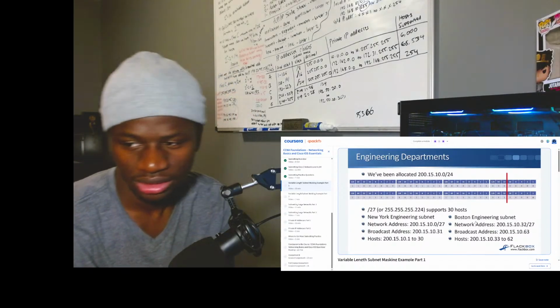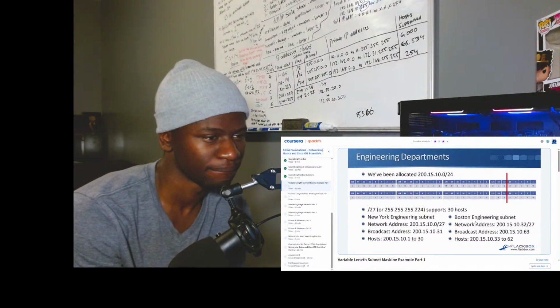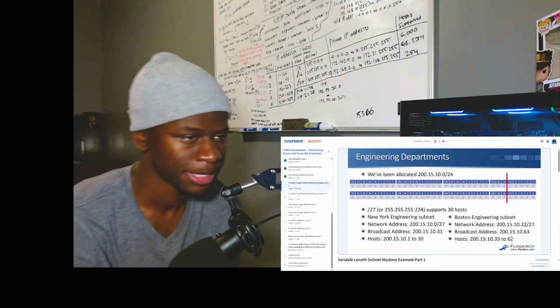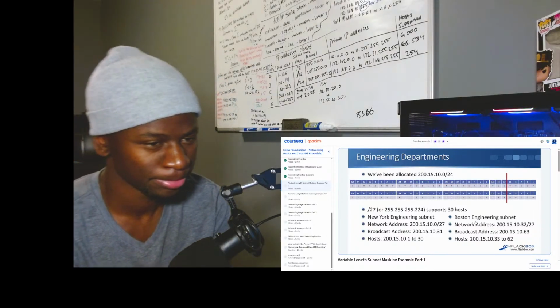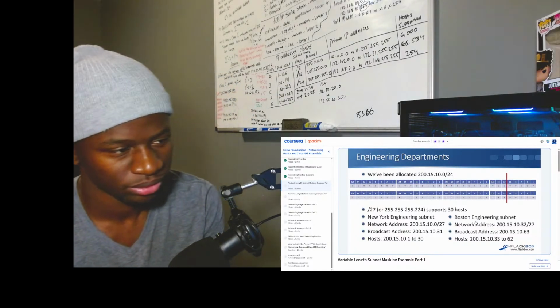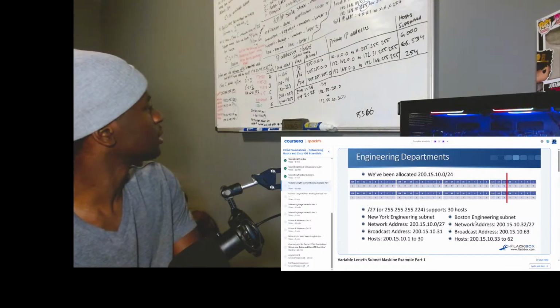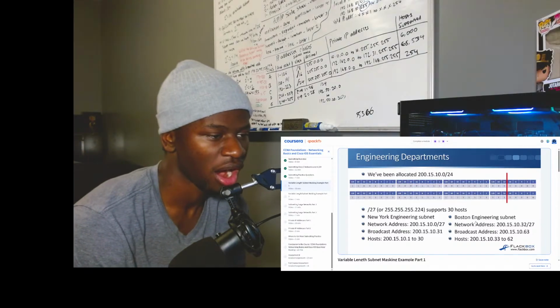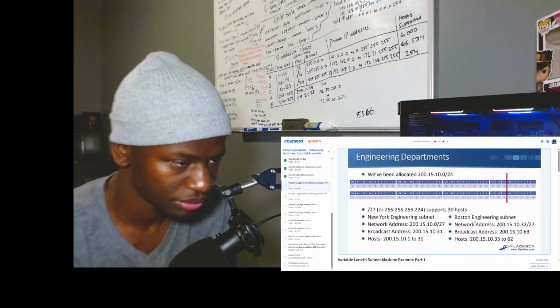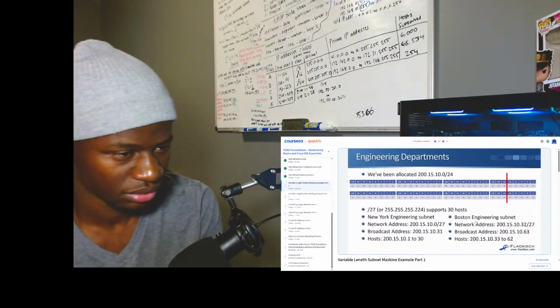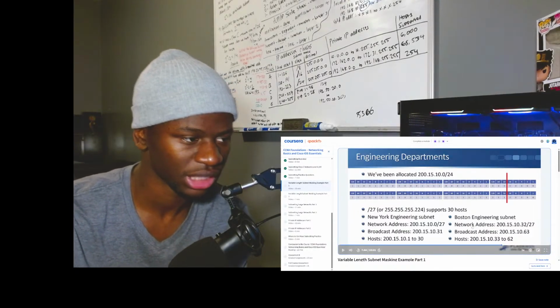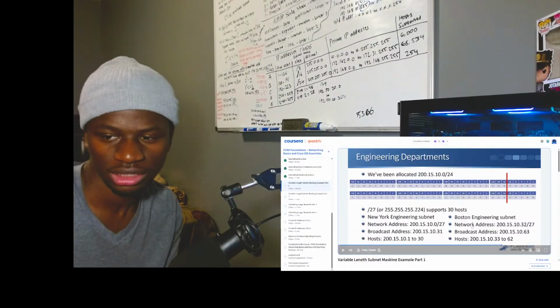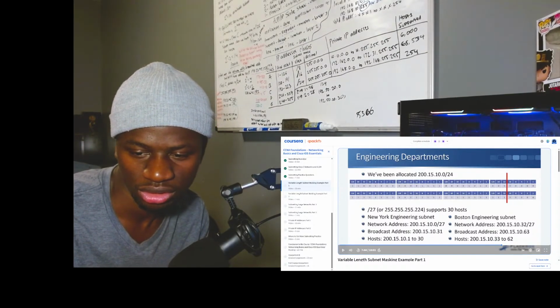We've been allocated 200.15.10.0/24. We've been allocated a class C. And we've got two different departments that we want two different subnets for, and they each have 28 hosts. A /27 supports 30 hosts. So that's good to know.